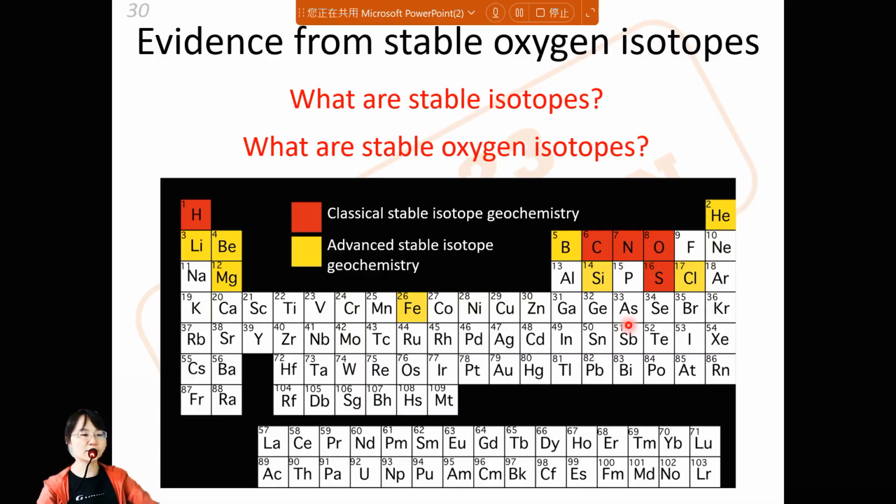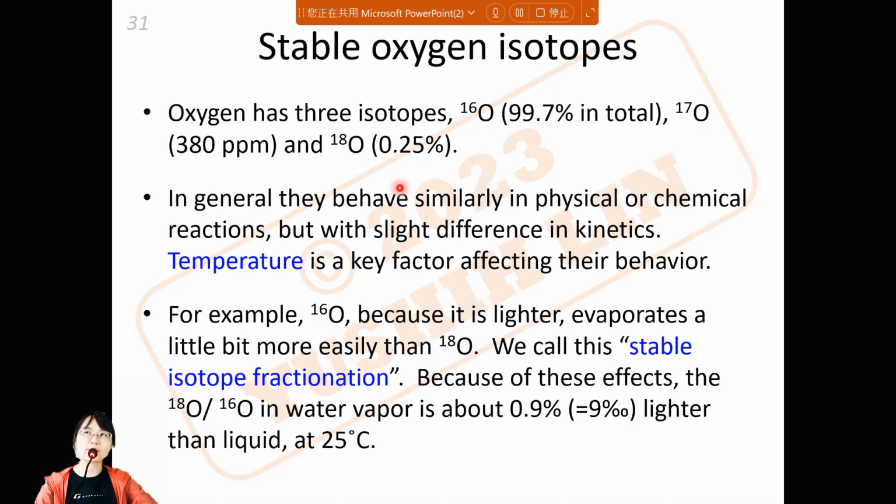And there are also other isotopes that other scientists around the world work with, like lithium, beryllium, magnesium, iron, boron, silica, chlorine, and helium. So this is to give you an overview, because not all the elements here have stable isotope geochemistry, so mostly just here. What are the oxygen isotopes that we usually work with? They are oxygen-16, which constitutes 99.7%, oxygen-17, 380 ppm, and oxygen-18, 0.25%.